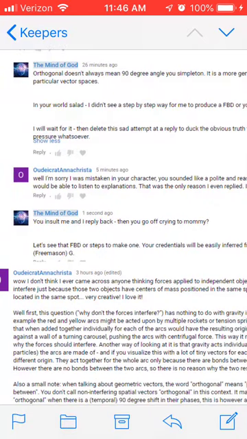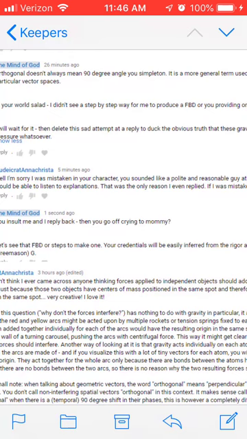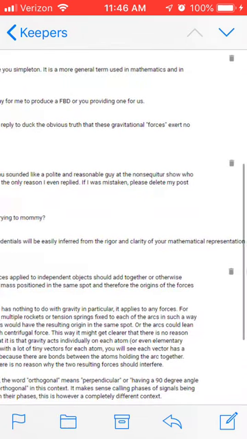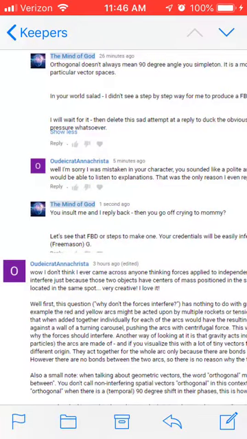So I'm like, you insult me and I reply back, then you go crying to mommy. I'm like, let's see that free body diagram or steps to make one. Your credentials will easily be inferred from the rigor and clarity of your mathematical representation of Freemason G. And it's true, once they put pen to paper, once they draw a free body diagram with the forces that are apparently acting on these items, 1, 2, 3, 4, whatever number of items they are, we're going to start asking, hey, are those forces actually exerting pressure? And if they are, where, on who, and all these kind of things.